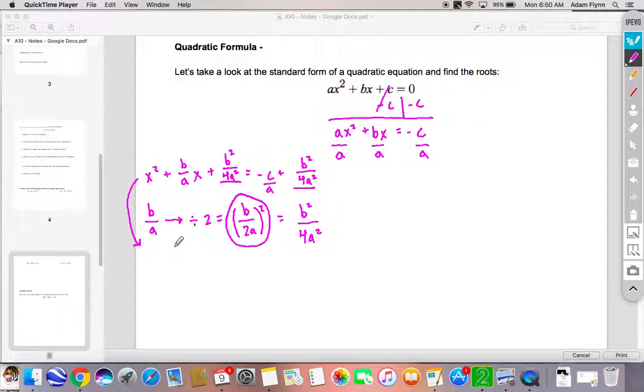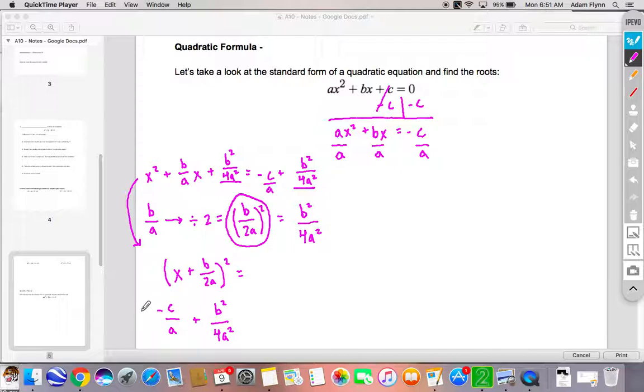So I know I can factor the left side by using my magic number. So I've got x plus b over 2a all squared equals, now I need to add these up over here. So I'll do that down below. So first I know I need a common denominator. So if I write it out, I've got negative c over a plus b squared over 4a squared. So I've got an a in my denominator down here and 4a squared over here.